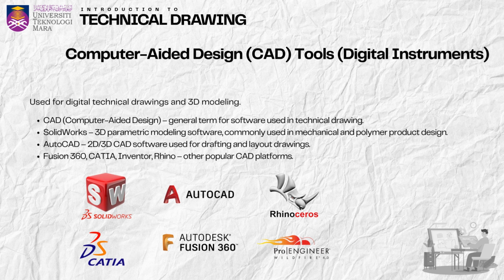Other powerful CAD platforms include Fusion 360, which is cloud-based and great for collaborative design and simulations, CATIA, which is often used in aerospace and automotive design, Inventor by Autodesk, which is similar to SolidWorks, and Rhino, which is preferred for its ability to handle organic, free-form shapes, making it popular in product design and prototyping.